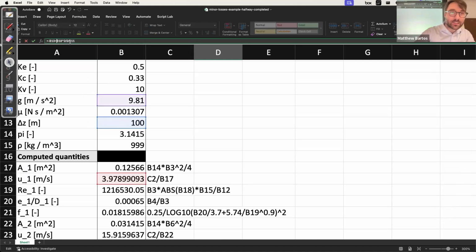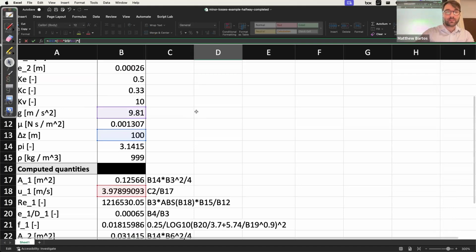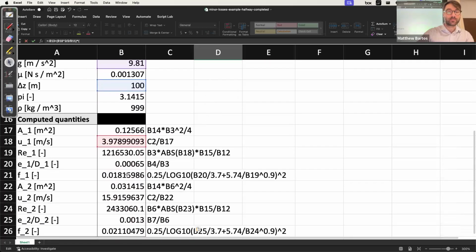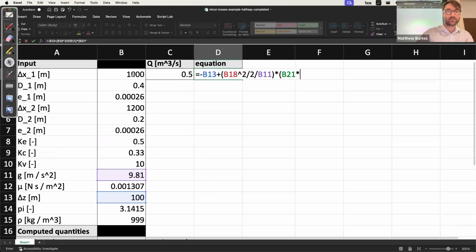I'm going to put brackets around that, times the quantities that depend on u1 squared over 2g: f1 times delta x1 divided by d1, plus the entrance loss.